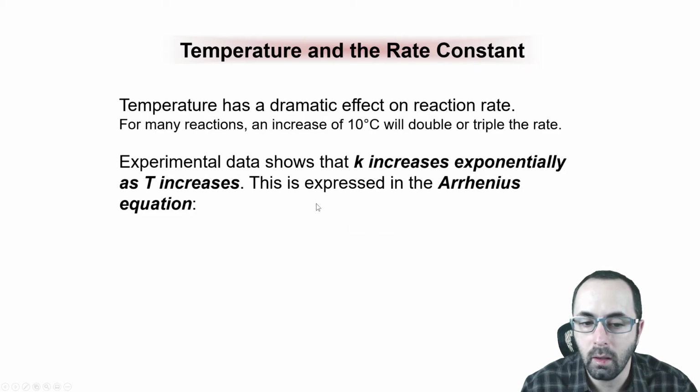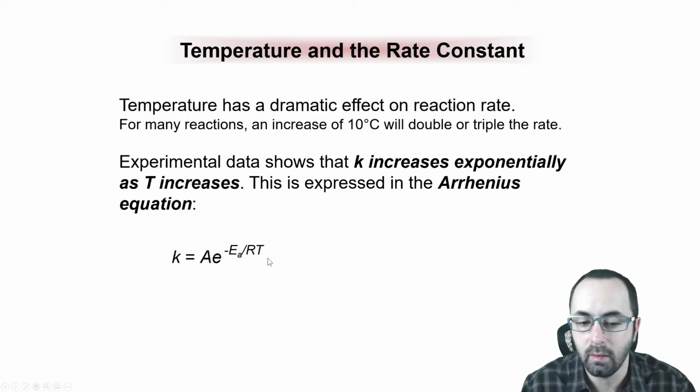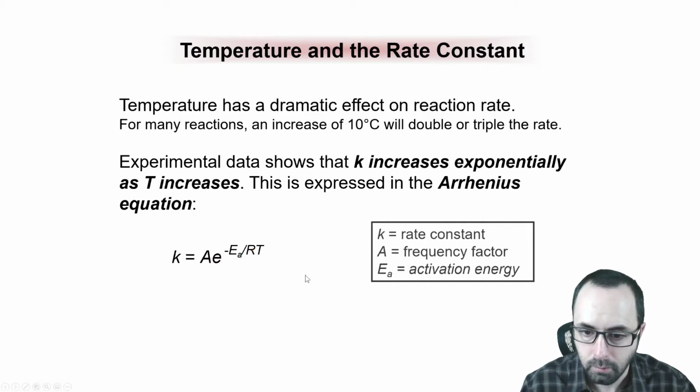So experimental data shows k increases exponentially as T increases. This is described by the Arrhenius equation, which is exponential. So again, here k is the rate constant, A is the frequency factor, Ea is the activation energy.